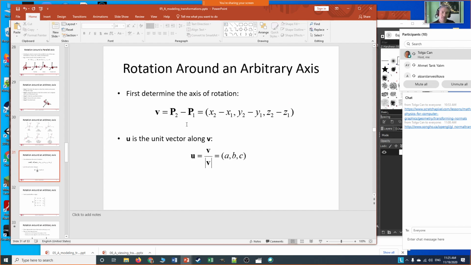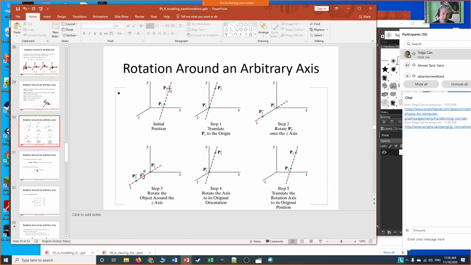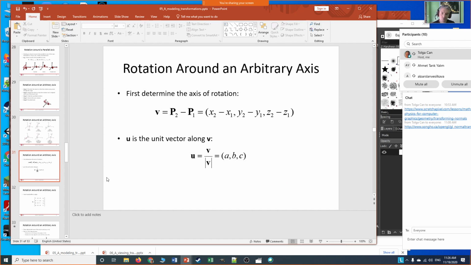We first determine the vector along the axis of rotation by P2 minus P1, okay, and the unit vector along V will simply be this. We normalize it, let's call it ABC. Here ABC are the values of this vector from P1 to P2, and we make it a unit vector. We are going to use these ABCs to find those alphas and theta.